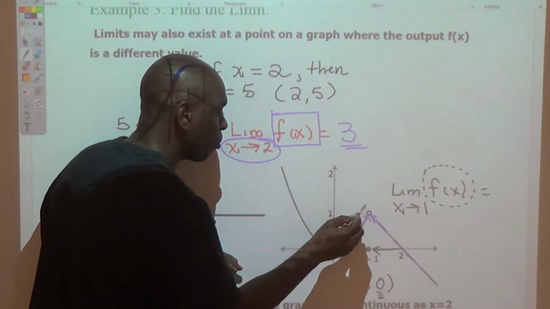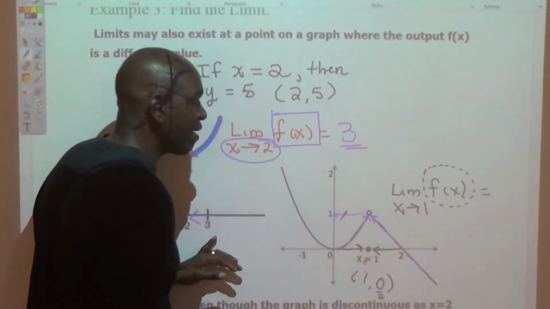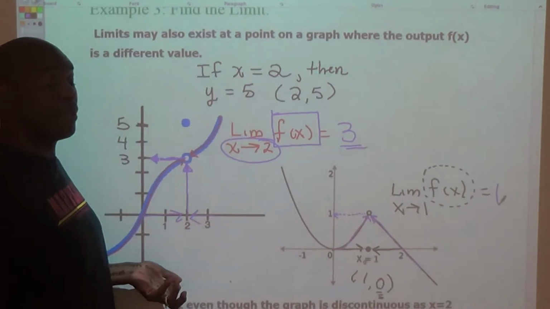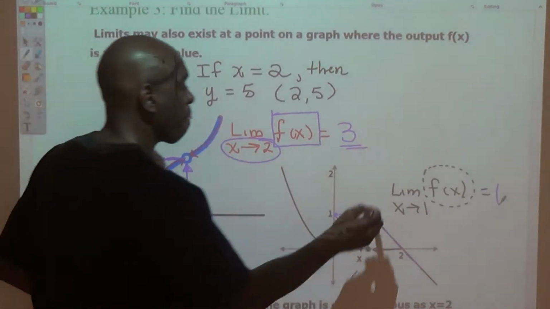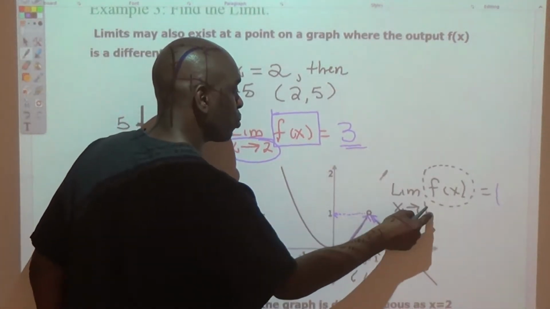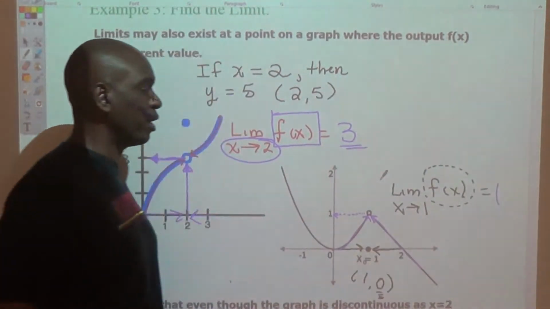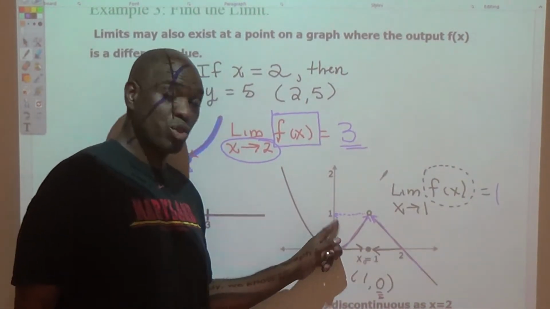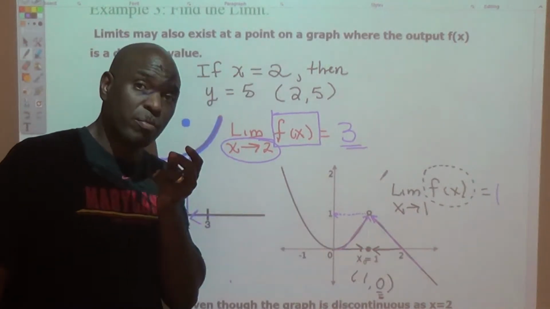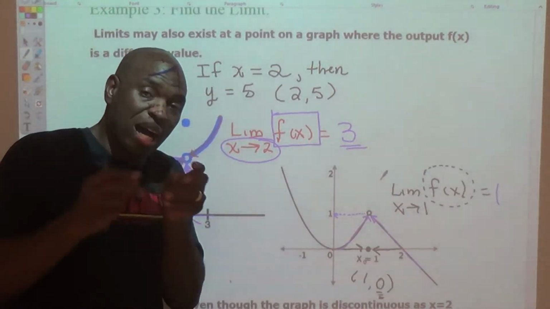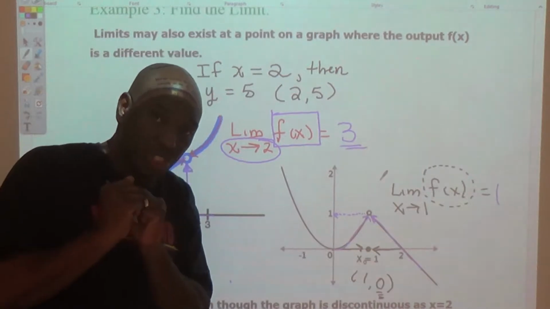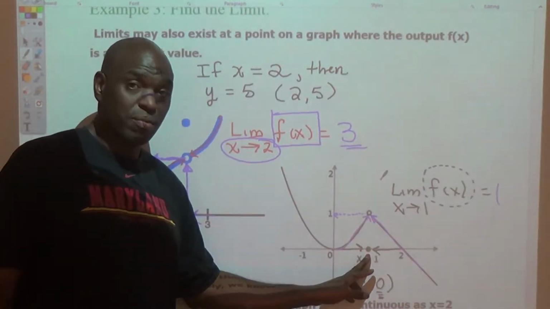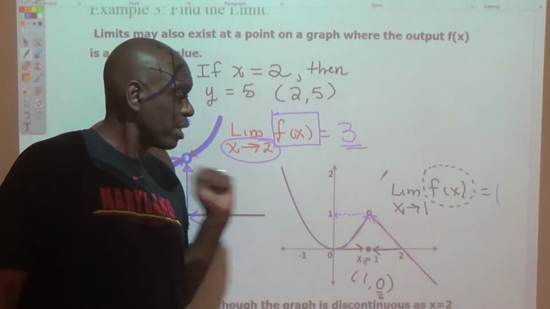Oh, the y value is 1. So there's your limit. There you go. So as x approaches 1, f of x also approaches 1. And not 0, but 1. It's all about that y value. What y value is the graph approaching as x approaches a value. Okay?